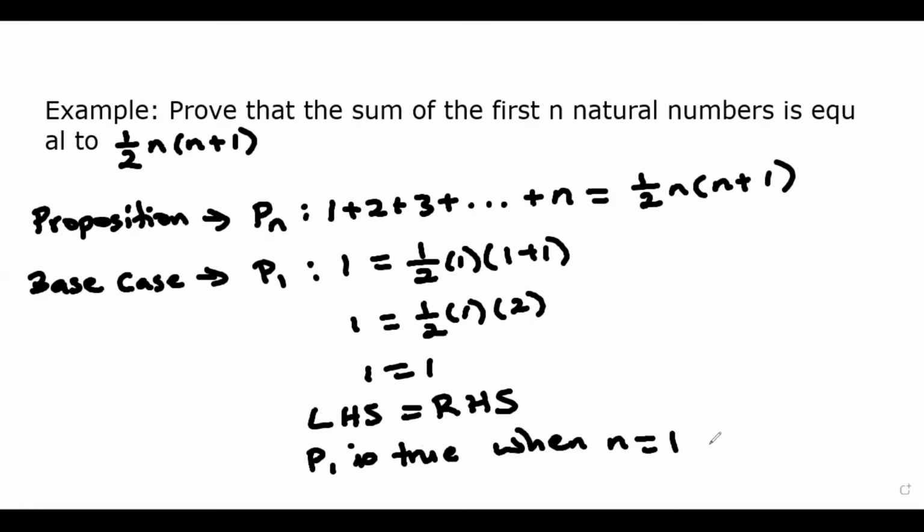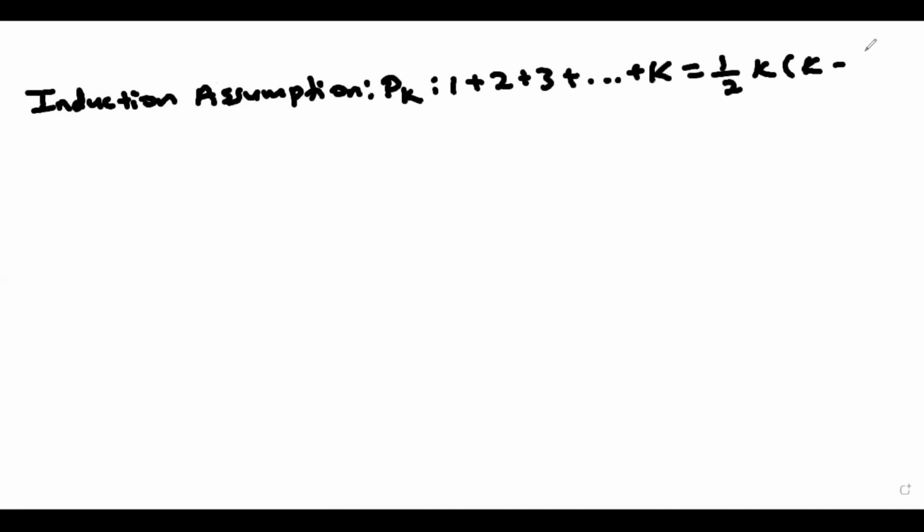So that's the first 2 steps. So your left-hand side must be equal to your right-hand side. And usually it is when n is equal to 1. And that's where you assume that n is equal to k. So that would be Pk. So it's 1 plus 2 plus 3 plus dot dot dot, where you had n, you're now going to put k, is equal to half k times k plus 1. So here we assume n equal k is true.